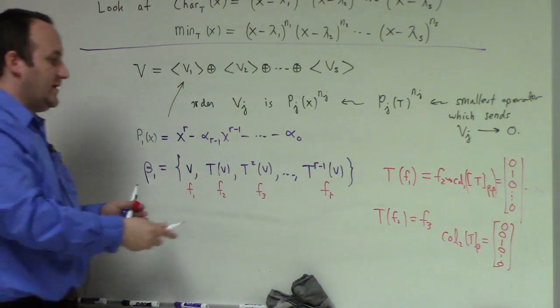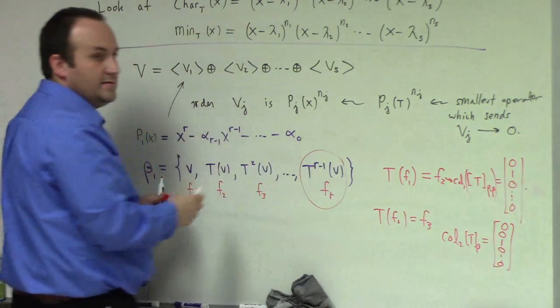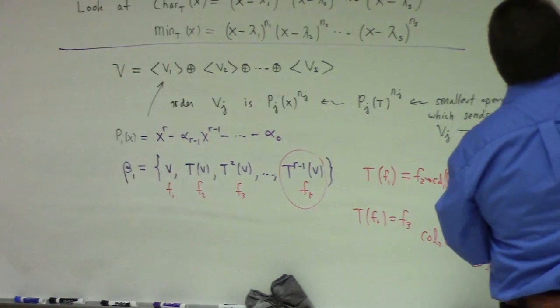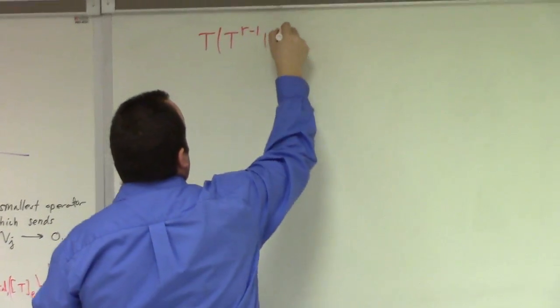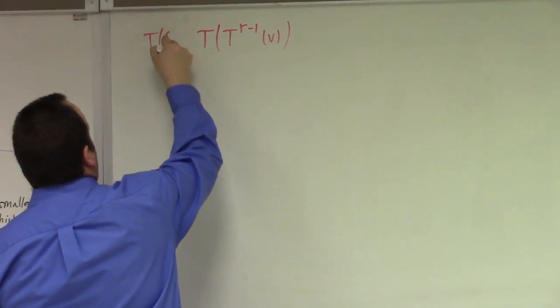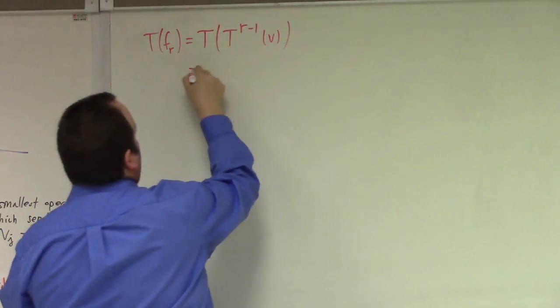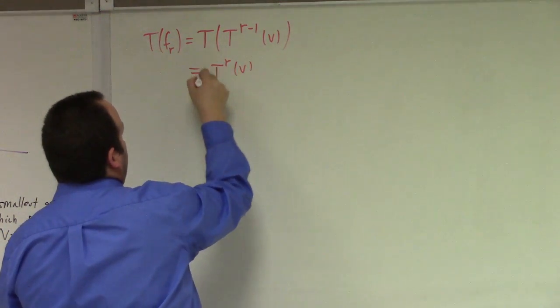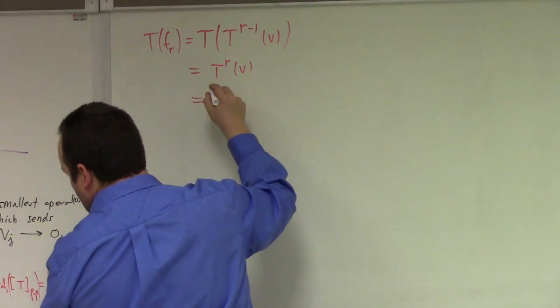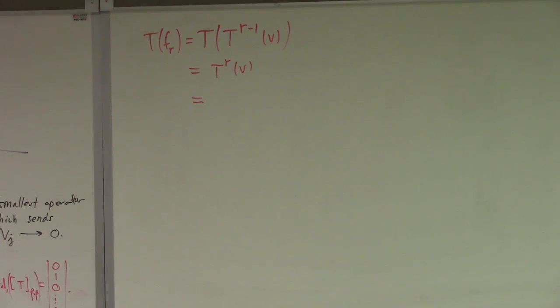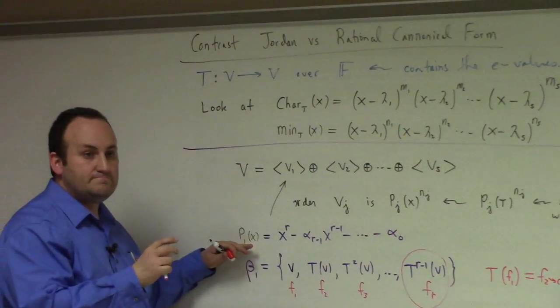All the way until you get to this guy, right? And then that's the weird case. That's the last column, T of F R. That's the rth one, FR. Well, that's T to the R of V, right? Which is what? Right, so we're assuming that P1 of T acting on V is 0. Okay?